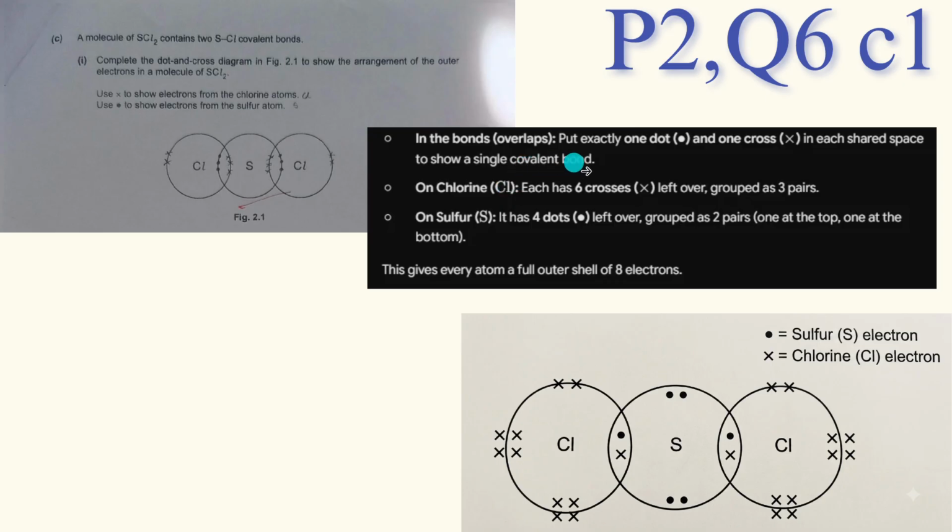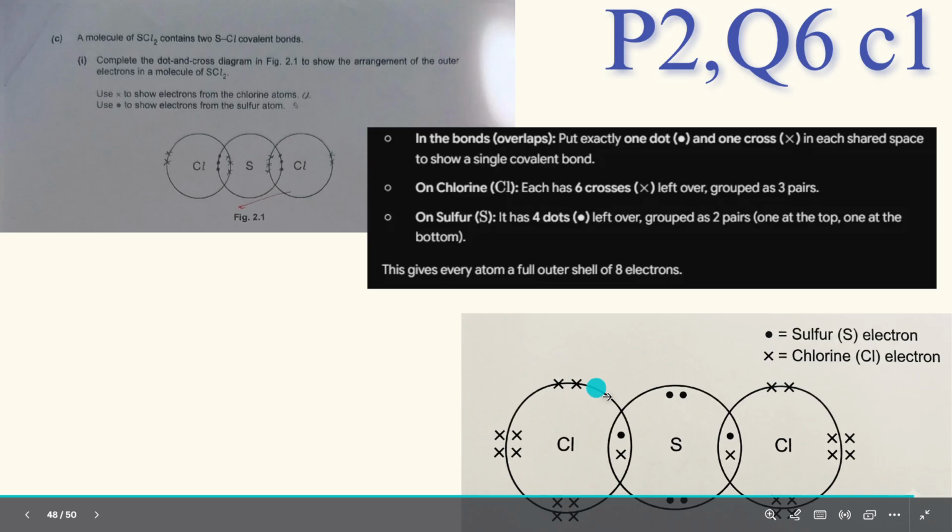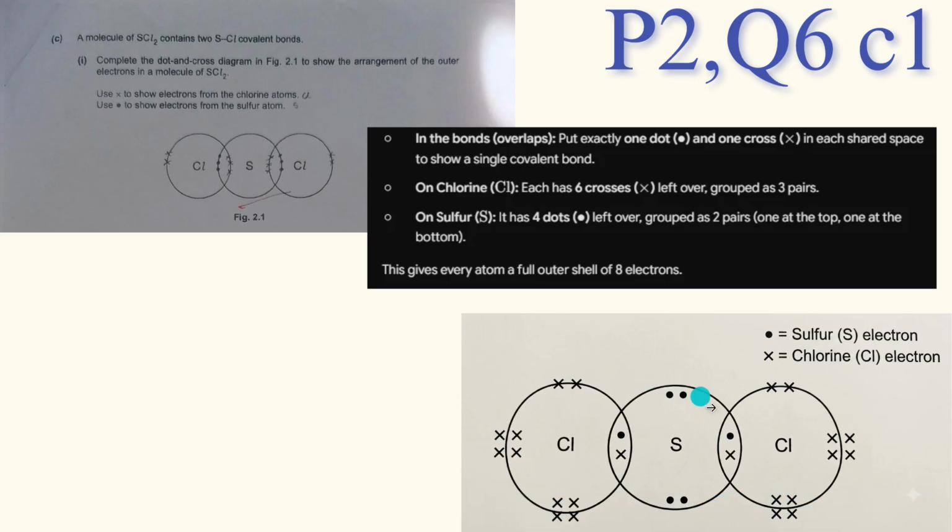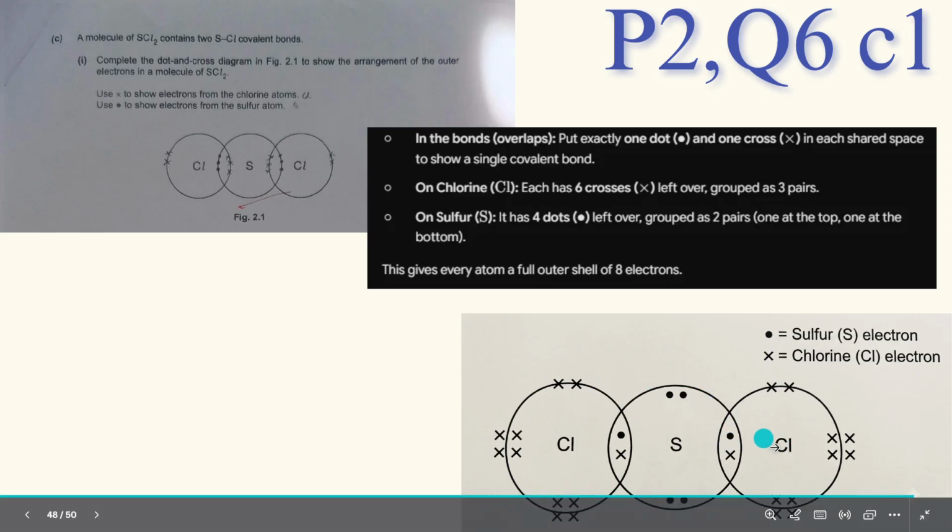Okay, question 6C1. In the bond overlaps, put exactly one dot and one cross in each shared space to show a single covalent bond. On chlorine, each has 6 crosses left over grouped as 3 pairs. On sulfur, it has 4 dots left over grouped as 2 pairs, one at the top and one at the bottom. So this is the correct answer for it. As you can see, here's the chlorine, sulfur, and the chlorine.